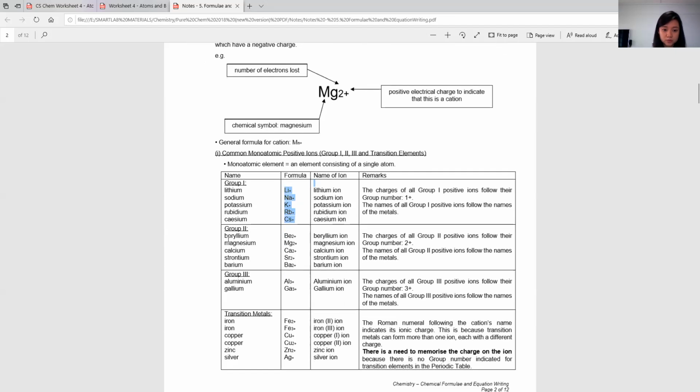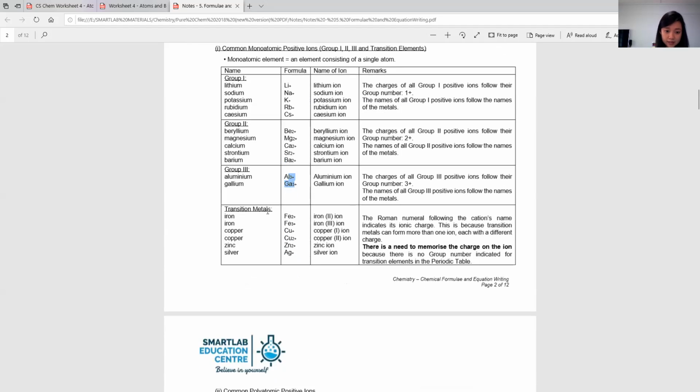Then all the group 2 is a 2+ charge. Make sure the number comes first, then the positive charge. All the group 3, if it's metals, will be a 3+. Other than that, if it's transition metals, you have to do a little bit of memorizing. But if they give you a Roman numeral already, like iron 2, iron 3, straight away the 2 will be a 2+, 3 will be a 3+.